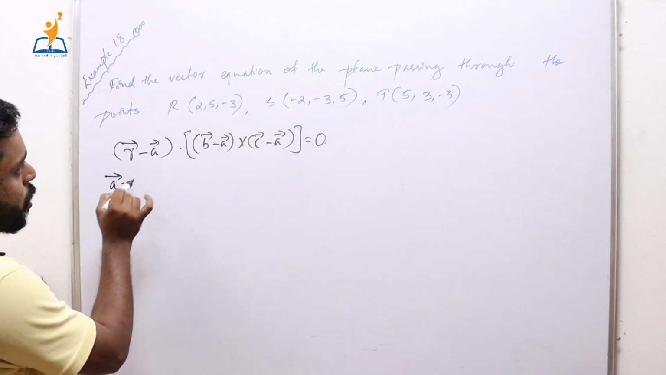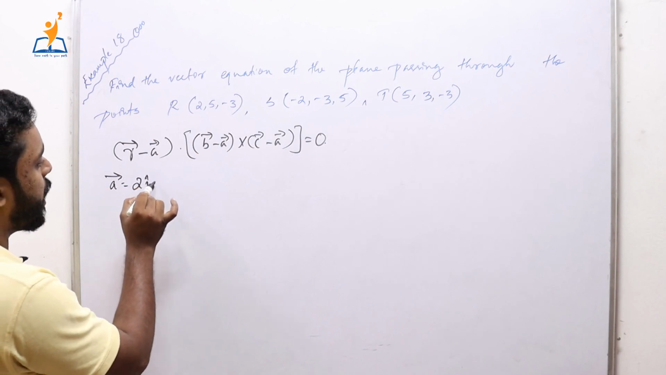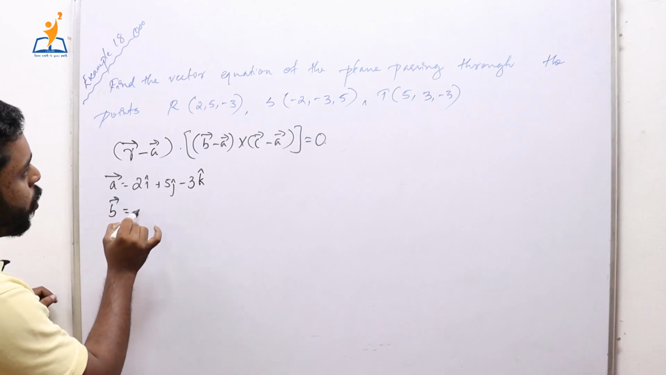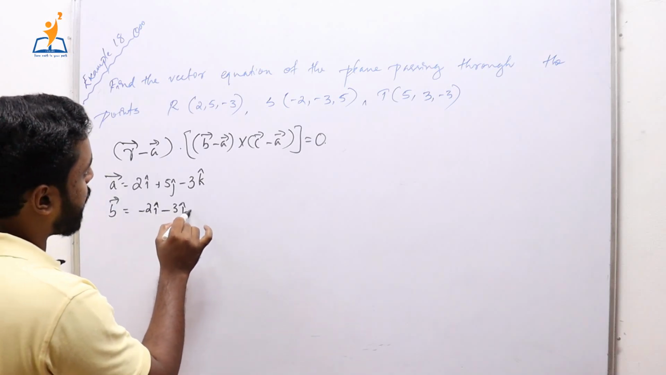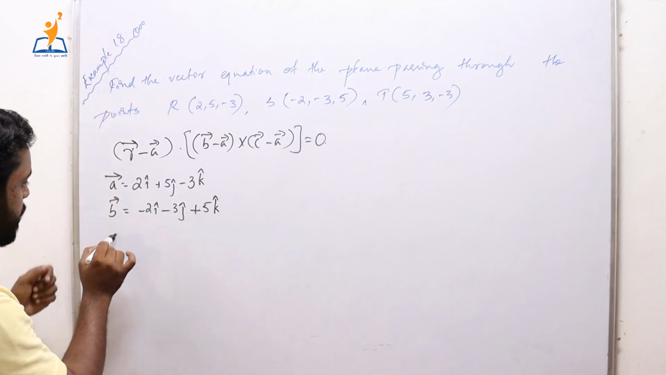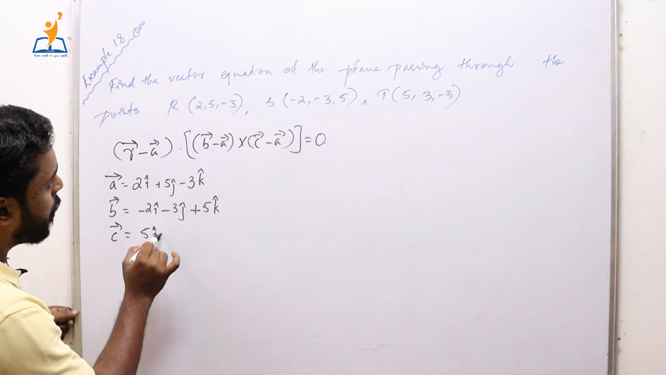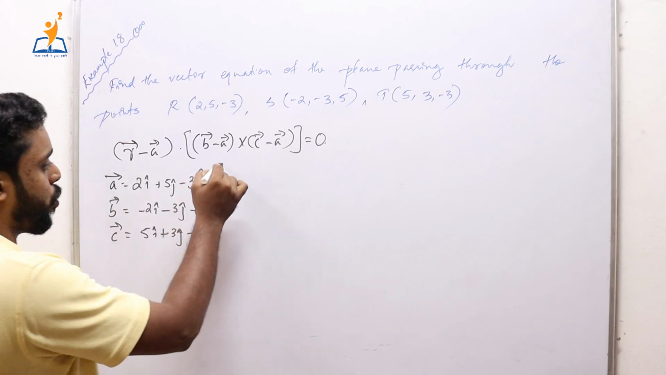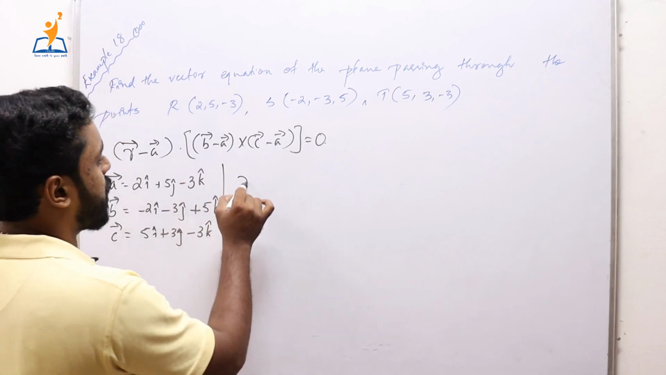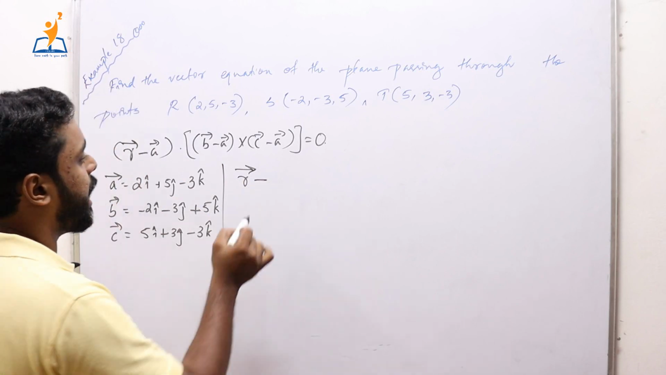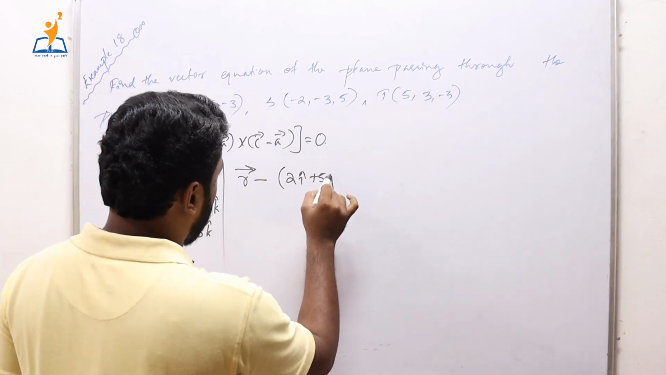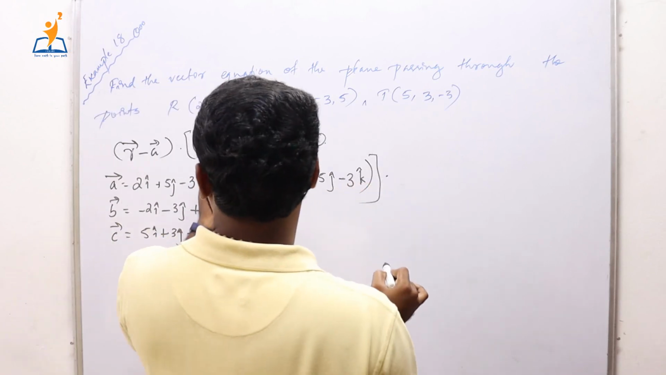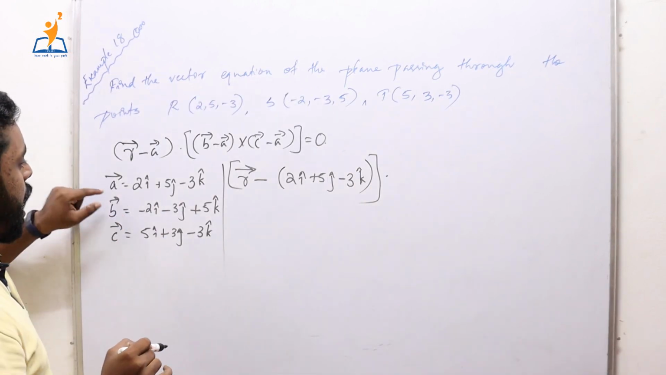We know that a is equal to, the point is 2, 5, minus 3. So a is equal to 2i cap plus 5j cap minus 3k cap. B is equal to minus 2i cap minus 3j cap plus 5k cap. And at the last, c is equal to 5i cap plus 3j cap minus 3k cap. Substituting all these values into this equation, we get the vector equation: r minus (2i cap plus 5j cap minus 3k cap) dot, what is b minus a? B is equal to this and a is equal to this.